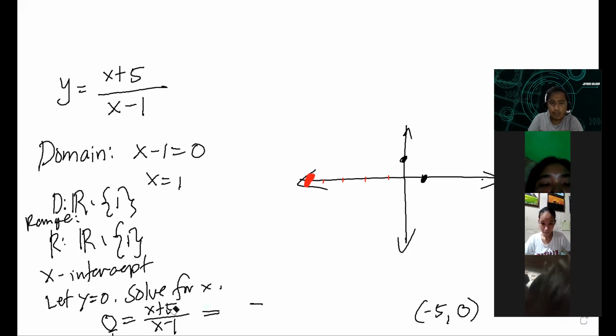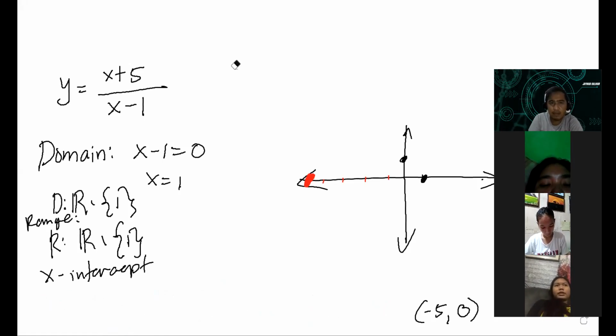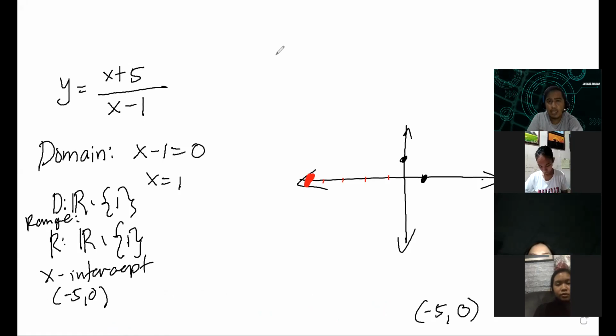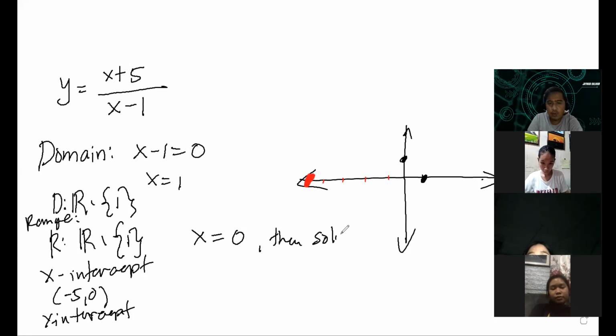Next is for the y-intercept. How do we solve for the y-intercept, class? Let x equal to 0. Yes, you will be setting your x equal to 0, then you solve for y. For your y-intercept, you let your x be equal to 0, then solve for y.